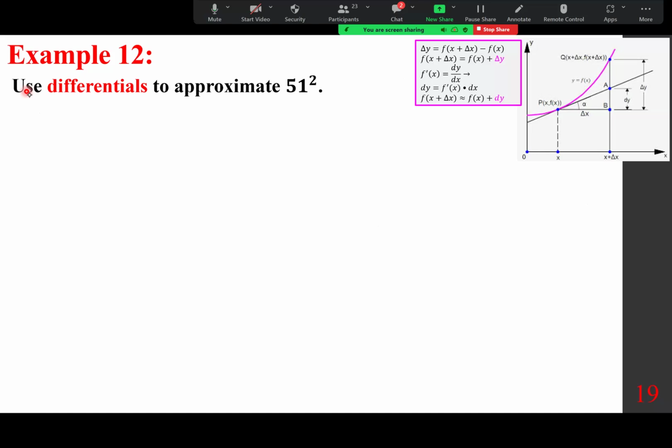Use differentials to approximate 51 squared. By the way, you may remember from algebra, if you wanted to do that, you would go with this method, which is 50 squared plus 2 times 50 times 1 plus 1 squared. So you recognize this as 2601 in no time, right? That's one way to use those identities that you get.